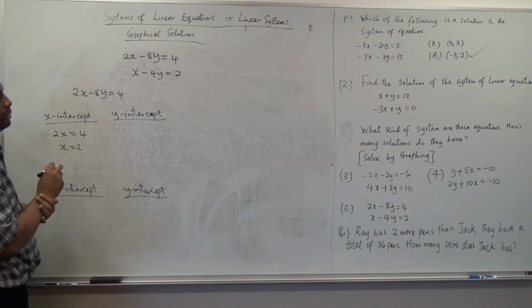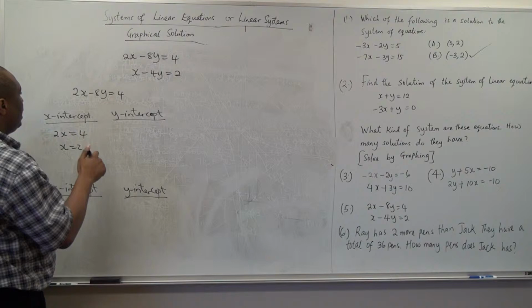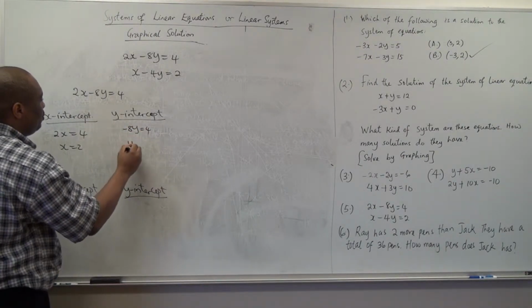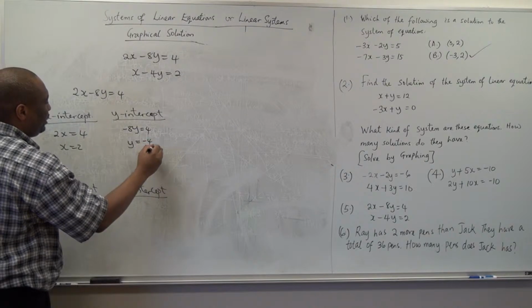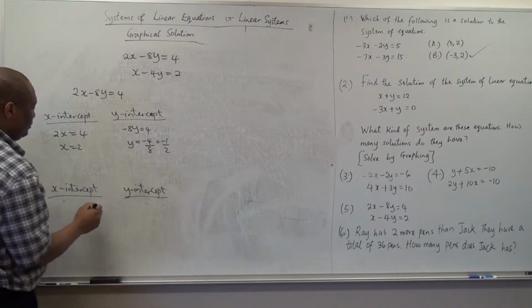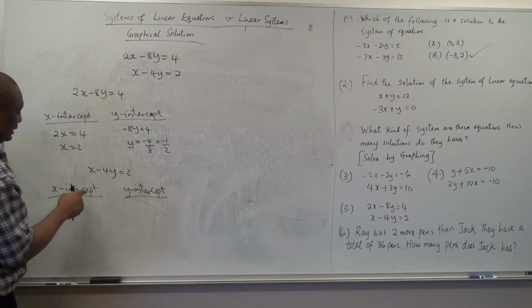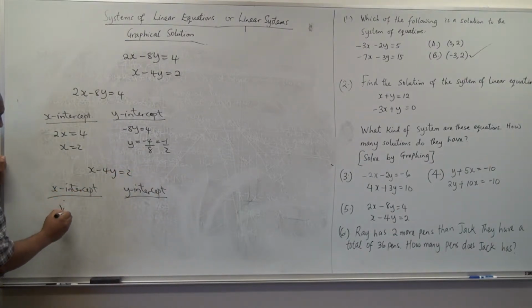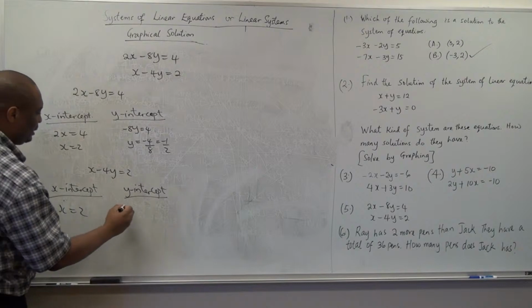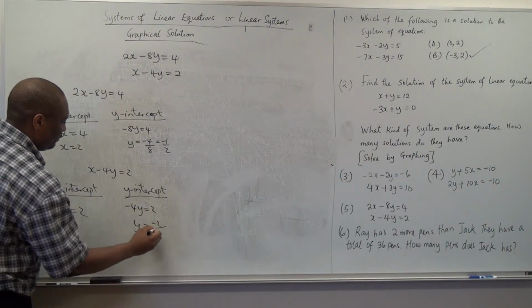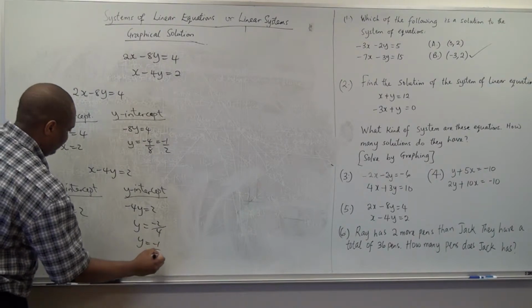I'm kind of rushing so that the video will not be long. The y-intercept will be negative 8y equal to 4, so y will be negative 4 over 8, which is negative half. Then for x minus 4y equal to 2, the x-intercept will be x is equal to 2. The y-intercept will be negative 4y equal to 2, so y will be negative 2 over 4. y will be negative half.